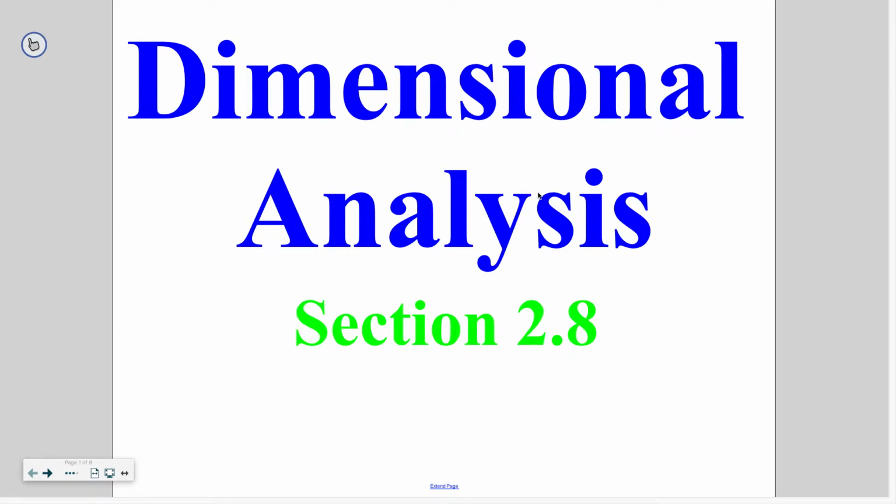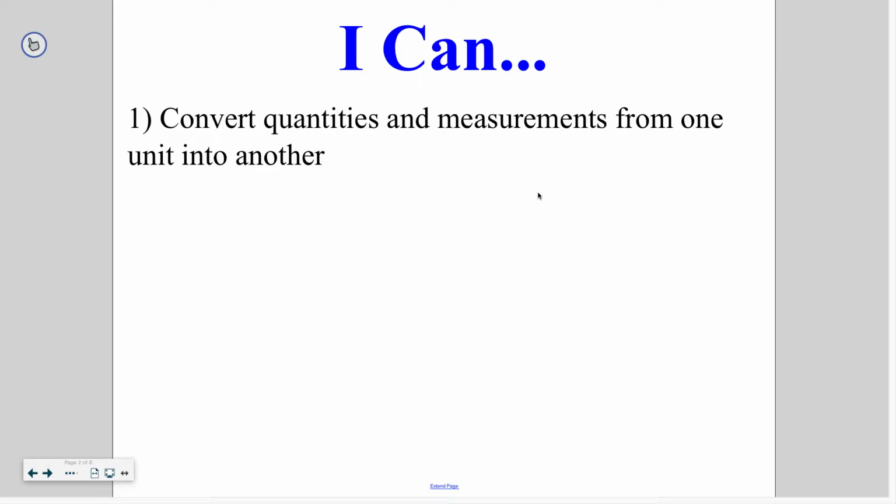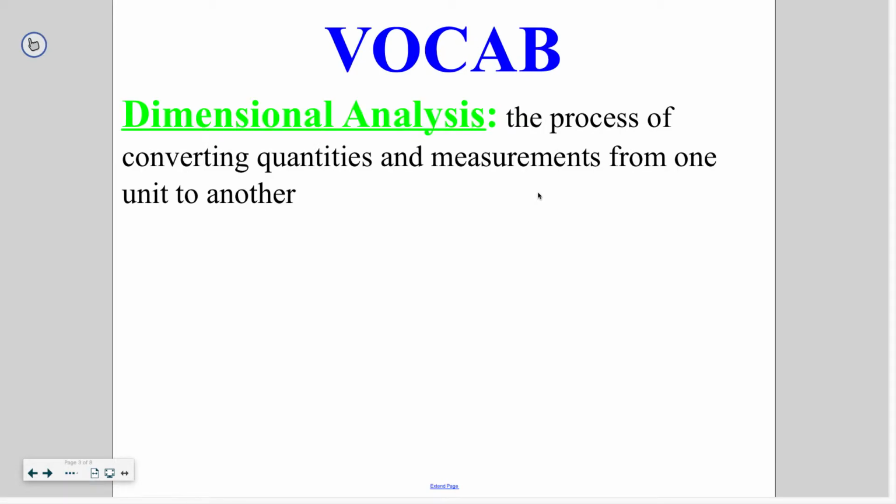We are going to spend 2 days on this concept of dimensional analysis, and this is the video for day 1. Throughout these next 2 days you will be able to convert quantities and measurements from one unit into another unit. The definition of dimensional analysis is the process of converting units and measurements from one unit to another. So going from inches to feet, or meters to centimeters, or miles to kilometers. So we're changing the units without changing how much we actually have. We're just giving it in a different measurement.